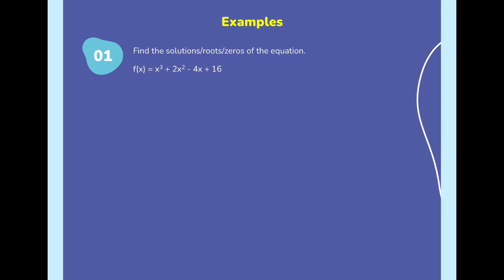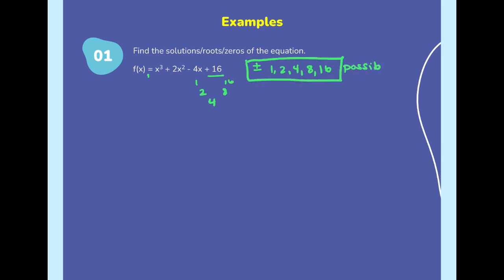So we're going to make sure it's in order of decreasing degree, which it is. Then we're going to do plus and minus the factors of the last term. So 16 would be 1 and 16, 2 and 8, and then 4 and 4. And then factors of the first one, which is just 1. So I do plus and minus 1 over 1, 2 over 1, 4 over 1, 8 over 1, and 16 over 1. So this is our possible roots.